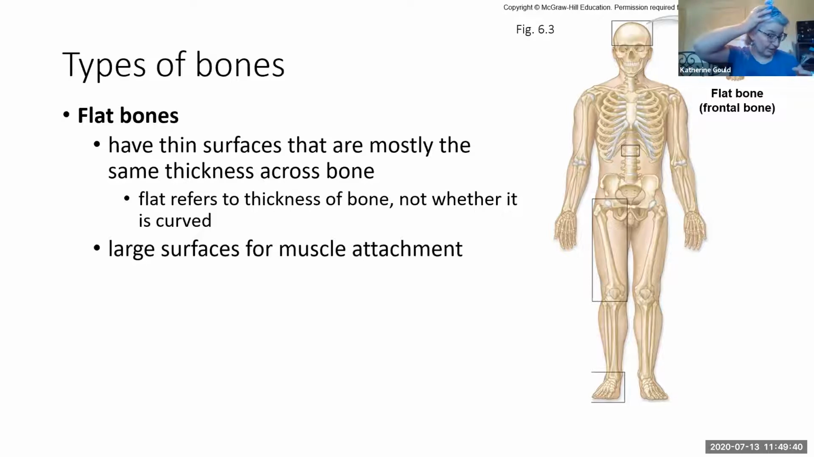Your parietal bone here is the same thickness from the top to the bottom. So that's why it's called a flat bone. It's like you took a flat thing and then curved it around the skull, okay? Really big surfaces where we can attach muscles, and we'll talk about that when we do the muscles.